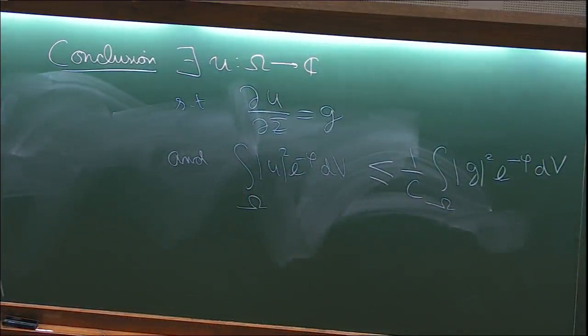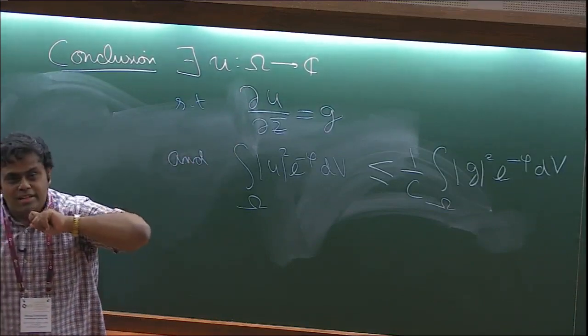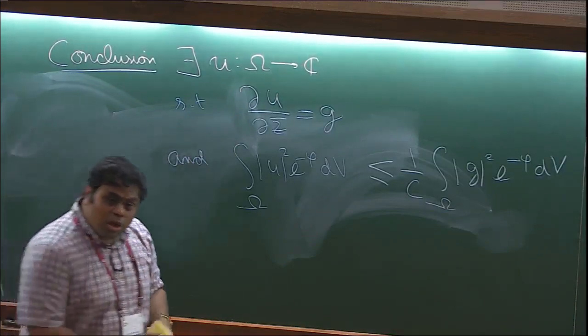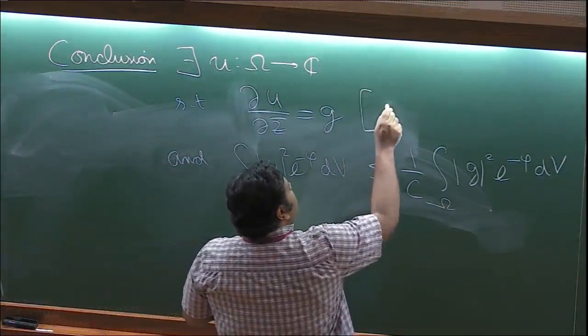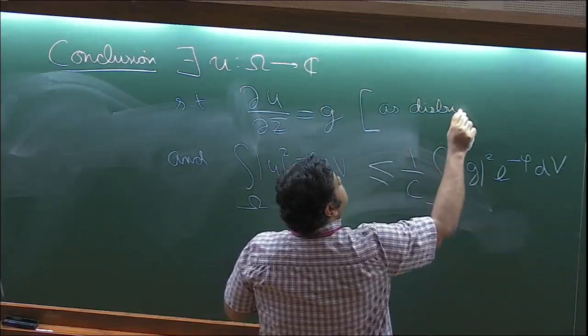So several things need to be pointed out here. What does this mean? This u is an L2 function. How will we differentiate it? So if you want to be really precise, this equation holds in the sense of distributions.